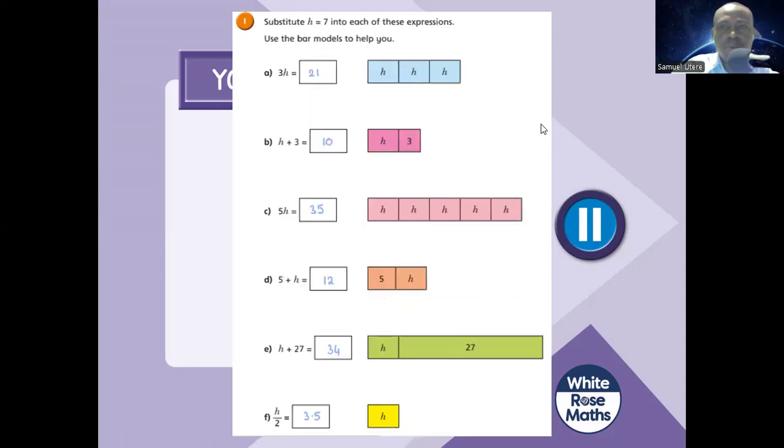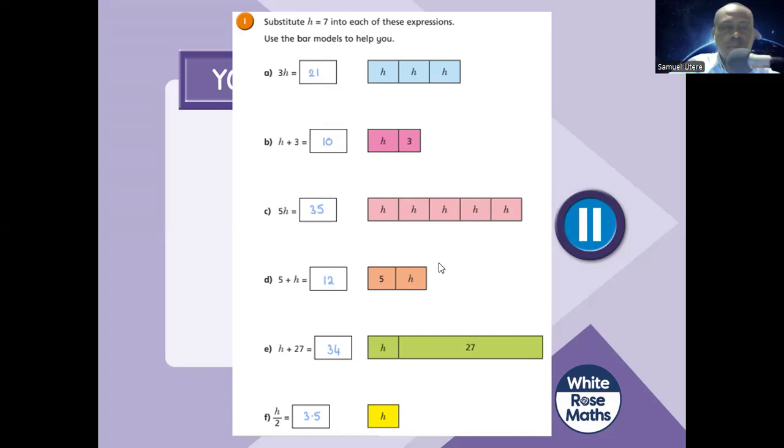So this is the answer for question 1. These are simple substitutions. You've been asked to substitute h equals 7 into each of these expressions. If we use the bar model, 3h means 3 lots of h. So if you put 7 in each of the bars and then add the bars, you'll have your answer, 21. For this one, we have h plus 3. Again, with the bar model, it means h and then another bar for 3. So if you replace h with 7, you will have the answer 10.